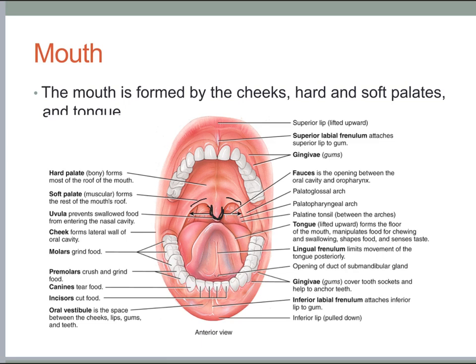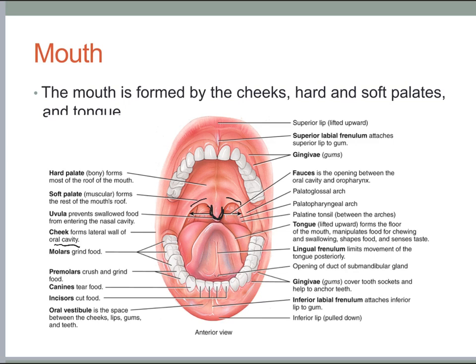On the side, we have our cheeks. Our cheeks are super important to help us push in on food, manipulating that bolus or that ball of food that's being formed in our mouth through the process of chewing or mastication.